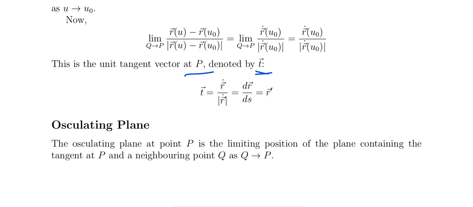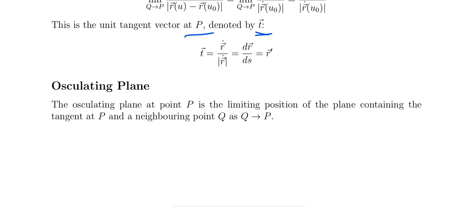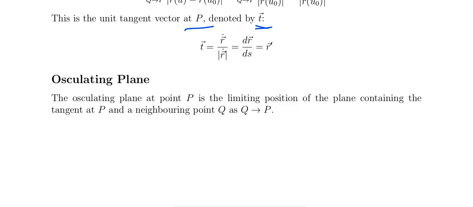We have studied a vector divided by mod of a vector. That is r dot vector divided by mod of r dot vector. That is nothing but dr by ds. Okay, this is equivalent to r vector. Yeah, this is a unit tangent vector.